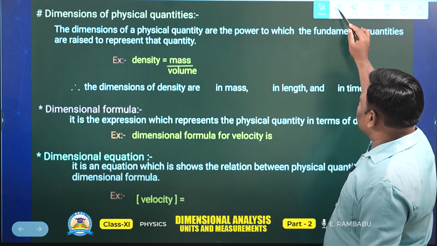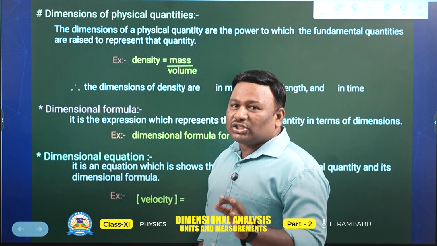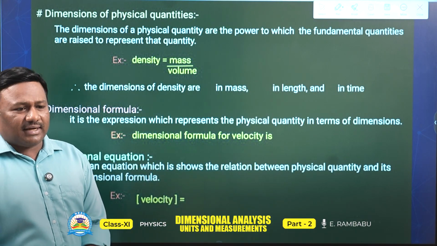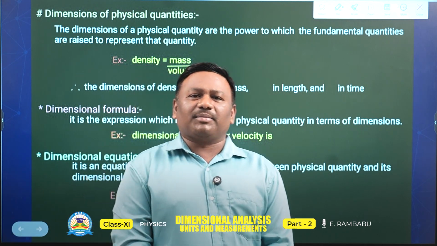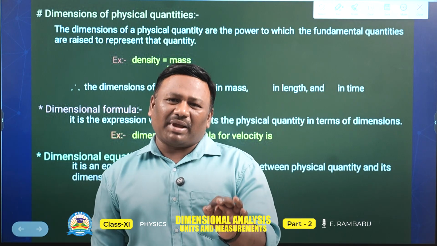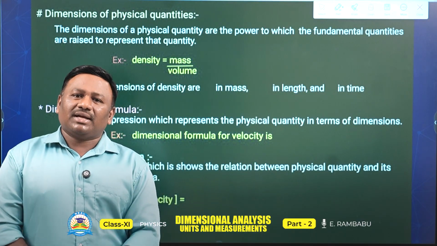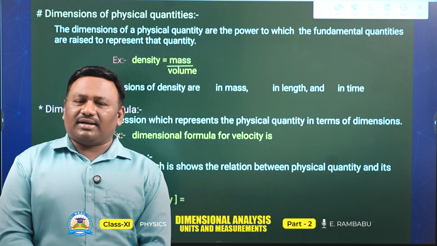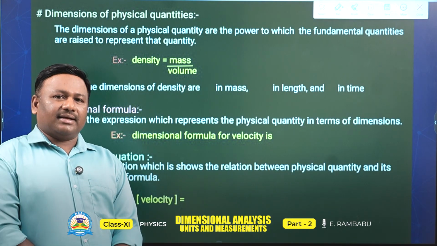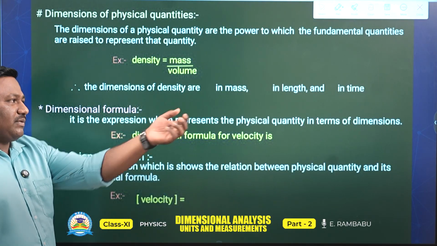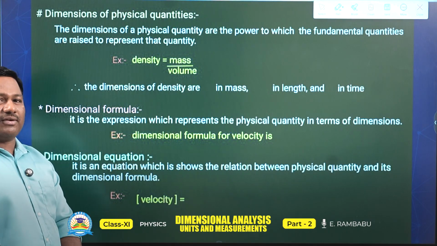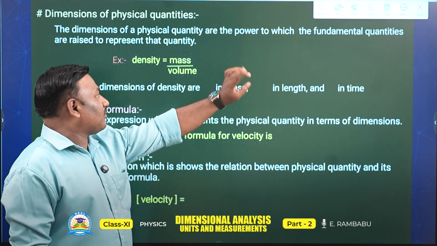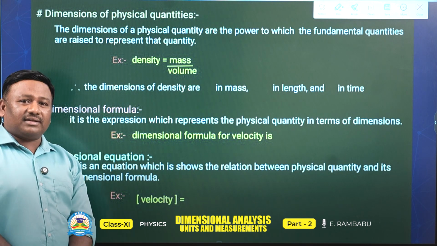Dimensional analysis is nothing but the representation of physical quantities in the powers of fundamental physical quantities. Generally, the fundamental physical quantities are mass, length, and time. These are the most fundamental physical quantities we will use. Extra, we will take another four that are represented in the SI system: electrical current, temperature, luminous intensity, and amount of substance. Okay, so here first we have to learn what the dimensions of a physical quantity are. The dimensions of a physical quantity are the powers to which fundamental physical quantities are raised to represent that quantity.